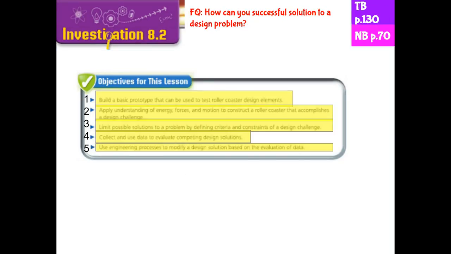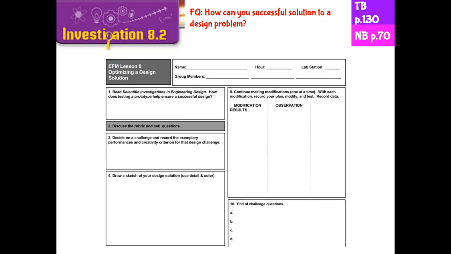Looking ahead to investigation 8.2, this is a big one. We're going to be looking at all 5 objectives for this lesson, and we're going to be focusing on a lot of engineering skills. We're going to be designing a roller coaster to accomplish a specific task. And we're not going to be doing this in our notebook. We're going to be getting an 11 by 17 sheet of paper that looks very similar to this. This will be where all of your information goes, so we have it to collect and to share with groups at the end of this lesson.